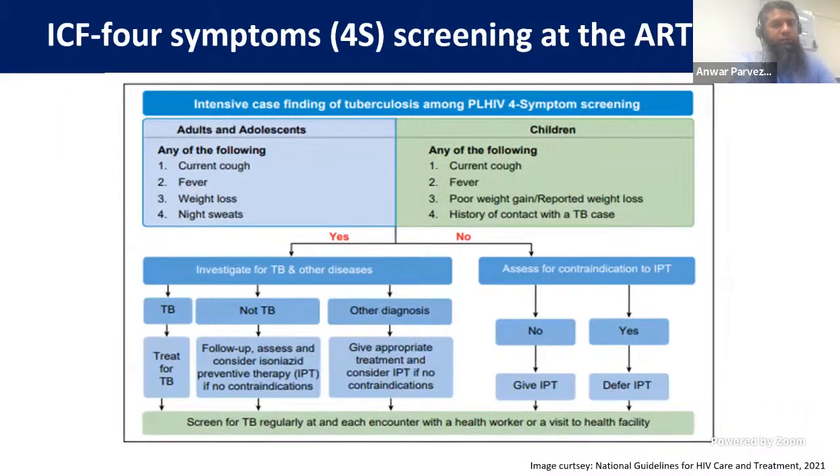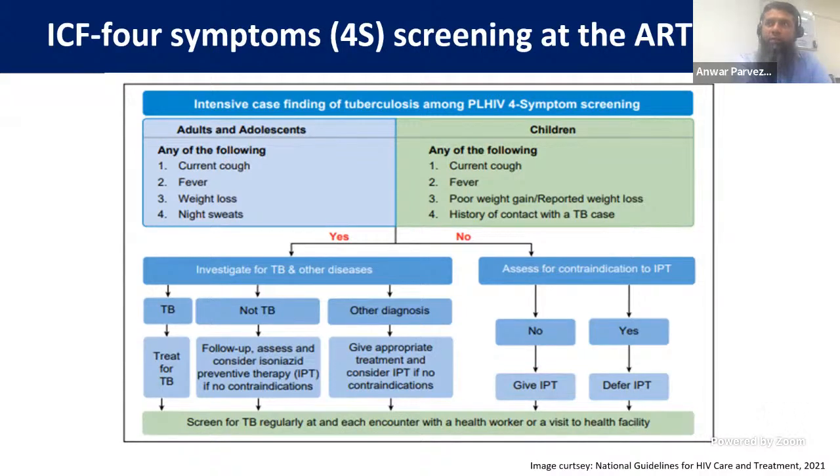So we have seen this flowchart so many times by now. When we say that we look for symptoms of TB in these patients, we talk about this four-symptom complex. In adults: current cough, fever, weight loss, and night sweats. In children: current cough, fever, poor weight gain, and history of contact with a TB case. So if a patient visiting an ART center, or any other facility for that matter, has any of these symptoms, then we investigate those patients for the presence of active TB disease.